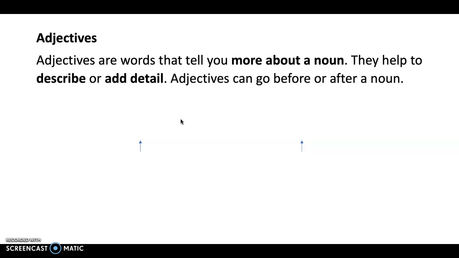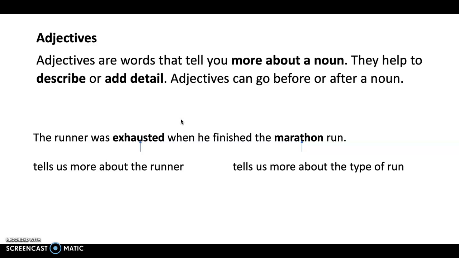We're now moving on to adjectives. Adjectives are words that tell you more about a noun. They help you to describe or add detail. Adjectives can go before or after a noun. Let's look at this example. The runner was exhausted when he finished the marathon run. The word exhausted tells us more about how the runner was feeling, and the word marathon tells us more about the type of run that he did.